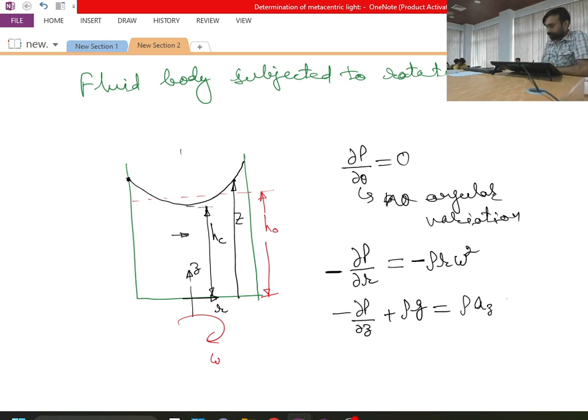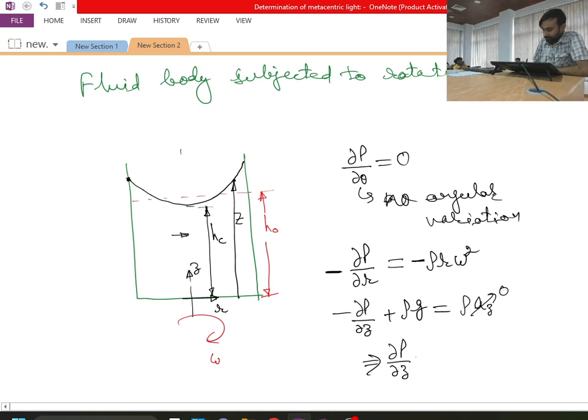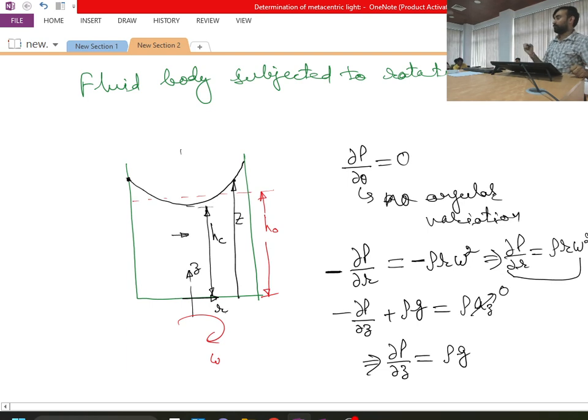Okay. So from here I will be finding that acceleration in z direction in this situation is not there. So az is 0. So from here I am getting del P by del z equal to rho g. And here also negative negative will cancel, del P by del r equal to rho r omega square. Is this one clear?